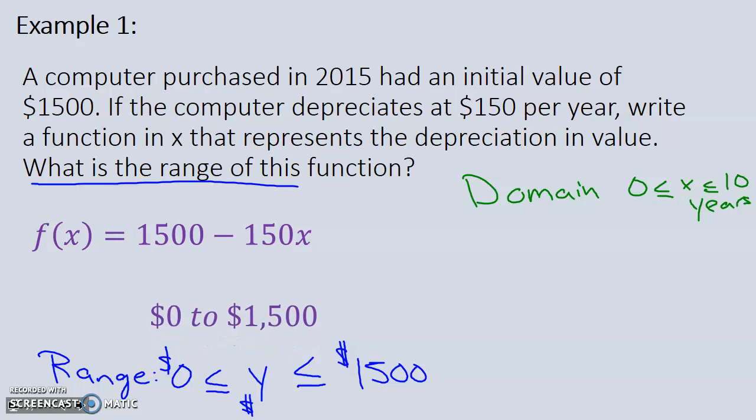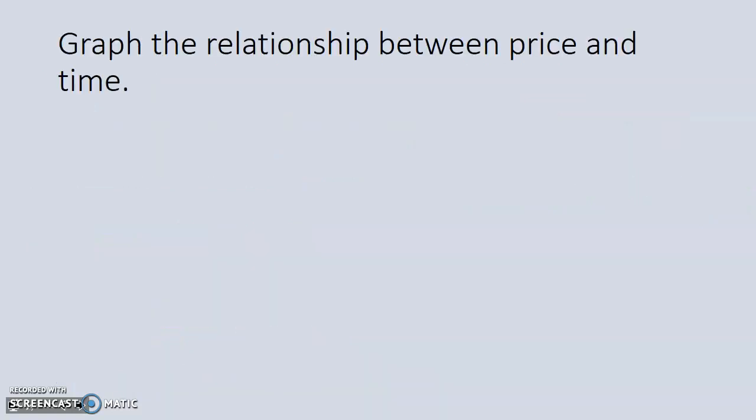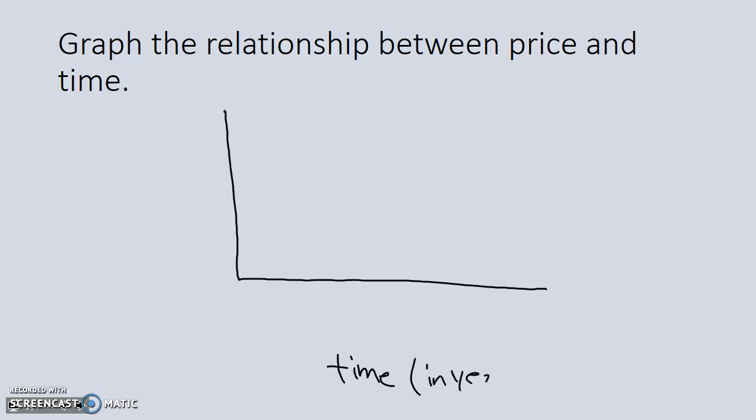All right. Now, take a minute to graph the relationship between the price and the time. So pause this video for a second and graph. Okay. So your graph should look something like this. You're dealing with time in years down here, and cost over here. Anywhere from 0 to 10 years, going all the way up to 1,500.